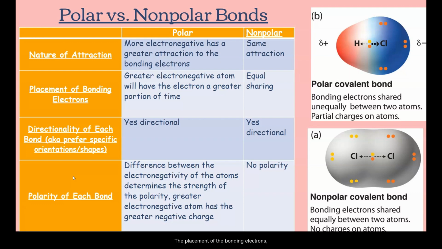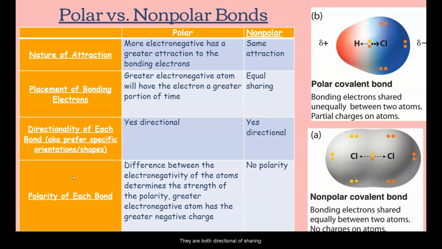The placement of the bonding electrons: as always, if an element is more negative, electrons are more attracted to it. So the electrons are going to be around the greater electronegative element more of the time. Therefore, the element with the higher electronegativity is going to get a slightly negative pole, although the electron will spend some time around the other element or the other shared electron, versus in nonpolar bonds, there's absolutely equal sharing.